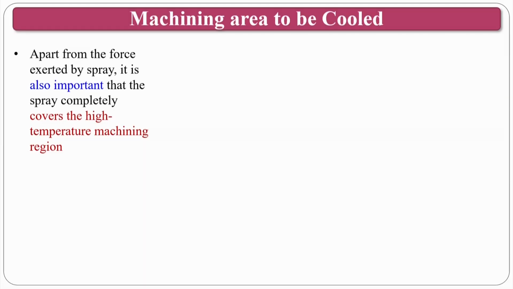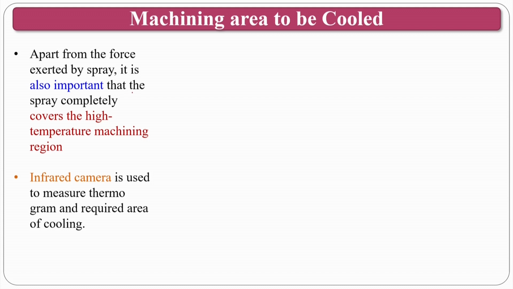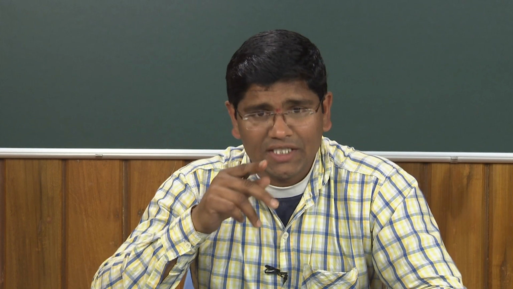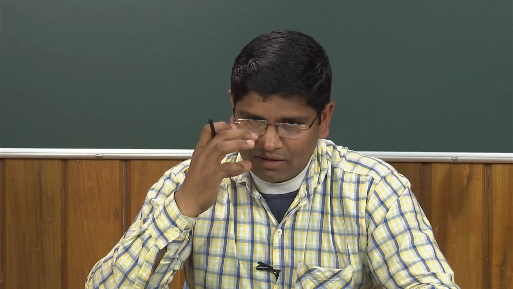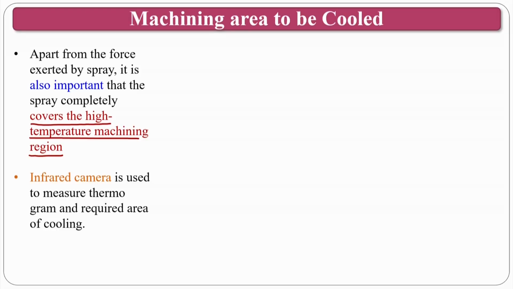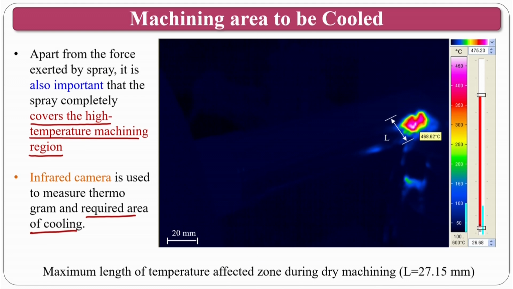Apart from the force exerted by the spray, it is also important to completely cover the high temperature machining region. That means it has to cover the temperature region. We have seen in the first or second slide an elliptical region of sticking and sliding. To confirm it, we also use an infrared camera in this slide. The infrared camera is used to measure the thermogram at the required area to cool. If you see the picture, this is the machining region. This is the headstock and this is the rod, that is the workpiece, and your tool interface is in this region.